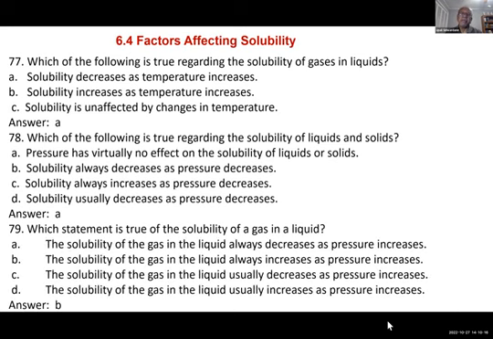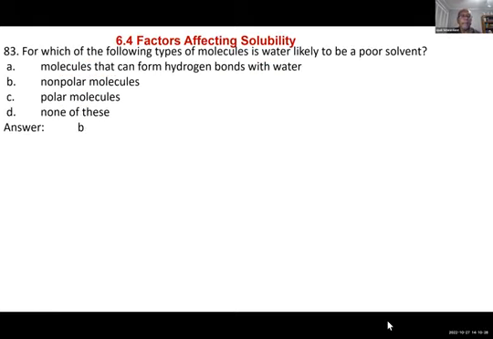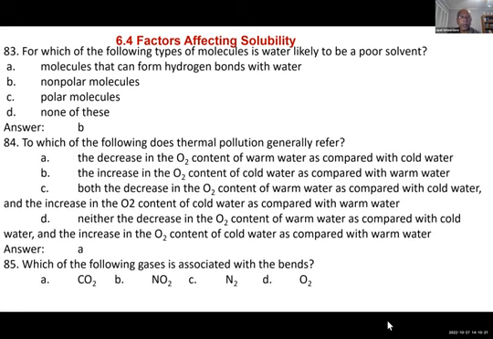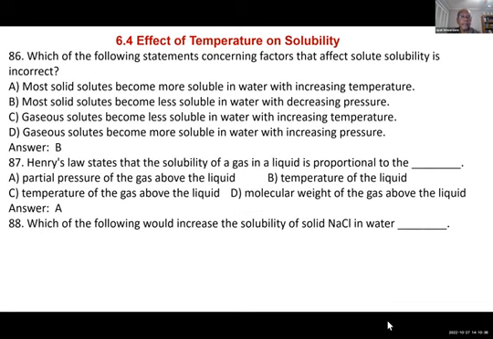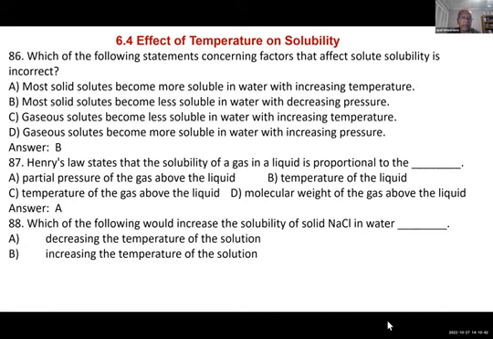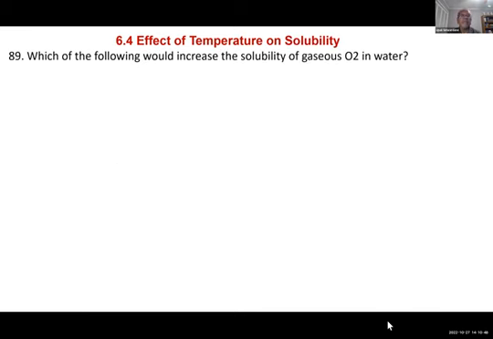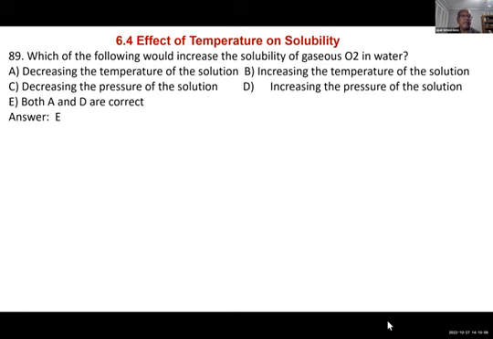Solubility of liquids and gases: gases decrease with increasing temperature, while the solubility of solids in liquids increases with temperature. Which of the following will increase the solubility of sodium chloride in water? An increase in the temperature is the answer. Which of the following will increase the solubility of oxygen gas in water? A decrease in the temperature. A is correct.